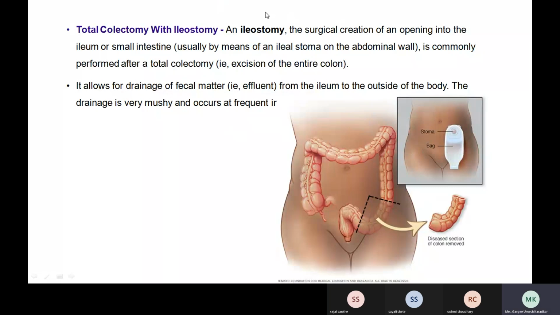Ileostomy is a surgical creation of an opening into the ileum or the small intestine, usually by means of an ileal stoma on the abdominal wall, which is commonly performed after a total colectomy. It will allow for drainage of the fecal matter, that is effluent from the ileum, to the outside of the body. The drainage mostly is mushy and will occur at frequent intervals.